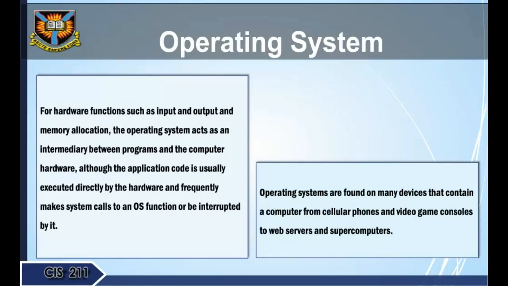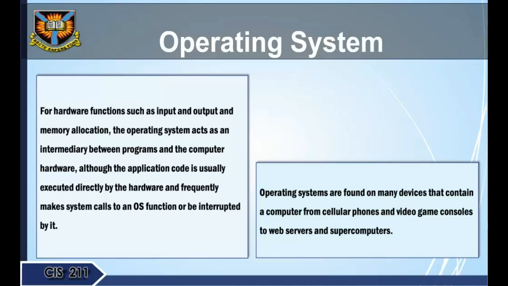Operating system. For hardware functions such as input and output and memory allocation, the operating system acts as an intermediary between programs and the computer hardware, although the application code is usually executed directly by the hardware and frequently makes system calls to an OS function or is interrupted by it.